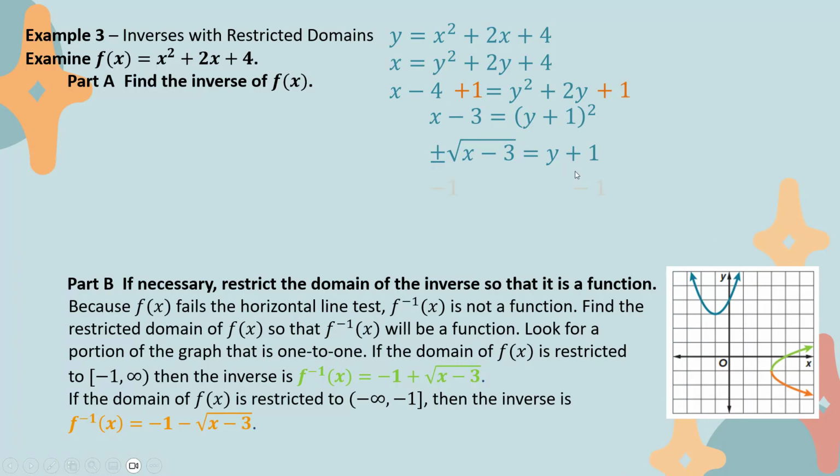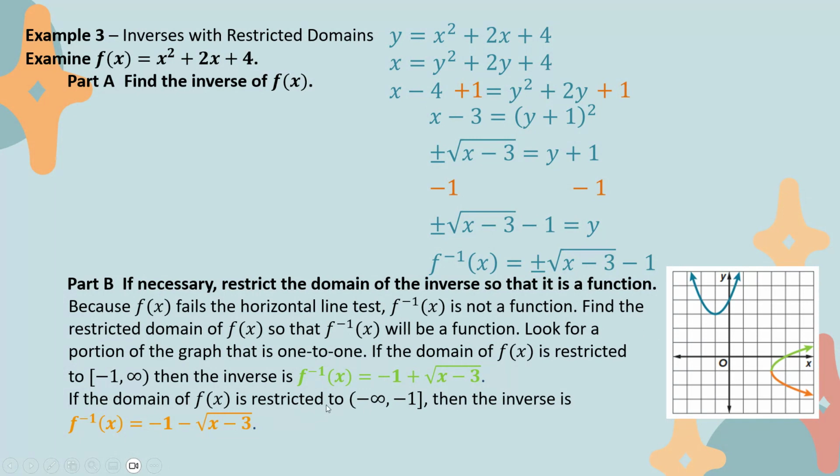Last step to solve for y is subtract 1, and then replace y with f inverse of x. All right, so then because there's the positive square root of x minus 3 minus 1, and then the negative square root of x minus 3 plus 1, you get two separate functions here.